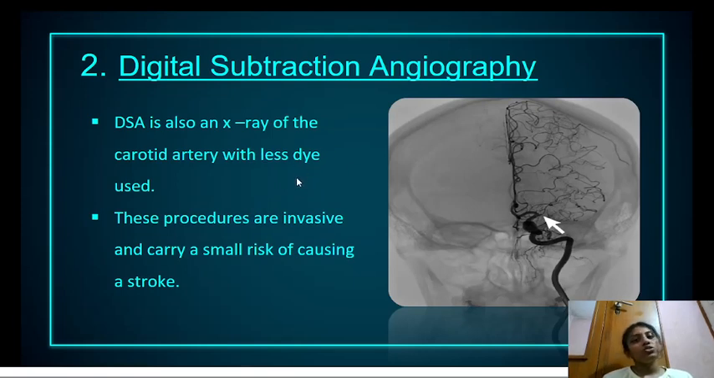Digital subtraction angiography is not used these days because it is an invasive technique, and it can lead to stroke. So DSA is also an X-ray of the carotid artery with less dye used. Contrast dye is inserted inside the blood vessels and an image is taken to see the blood vessels. You can see here.